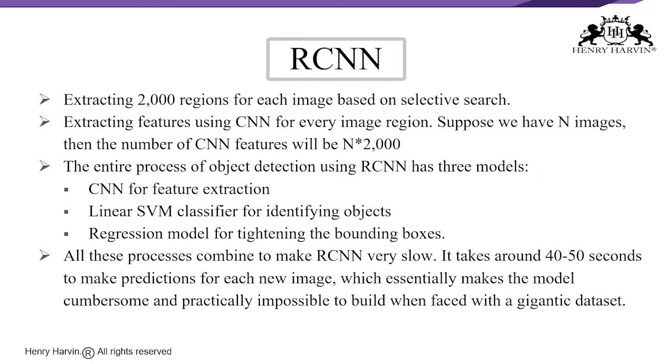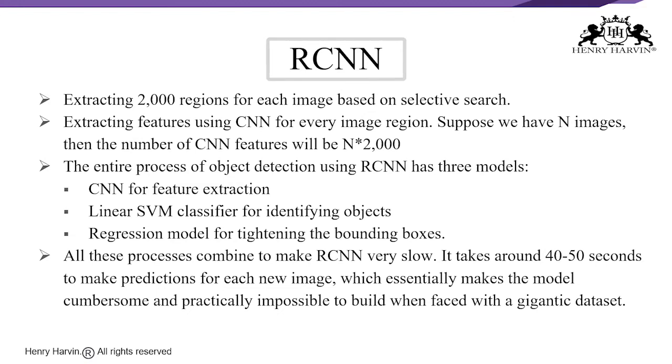The entire process of object detection using RCNN has three models basically. The first one is the CNN, used for feature extraction. The second is the linear SVM classifier, to identify the object. And the third is the regression model, to tighten the bounding boxes. All these processes have to be combined, so the RCNN is actually very slow. It takes around 40 to 50 seconds to make predictions for each new image. So it is practically impossible to build if we have a gigantic data set.